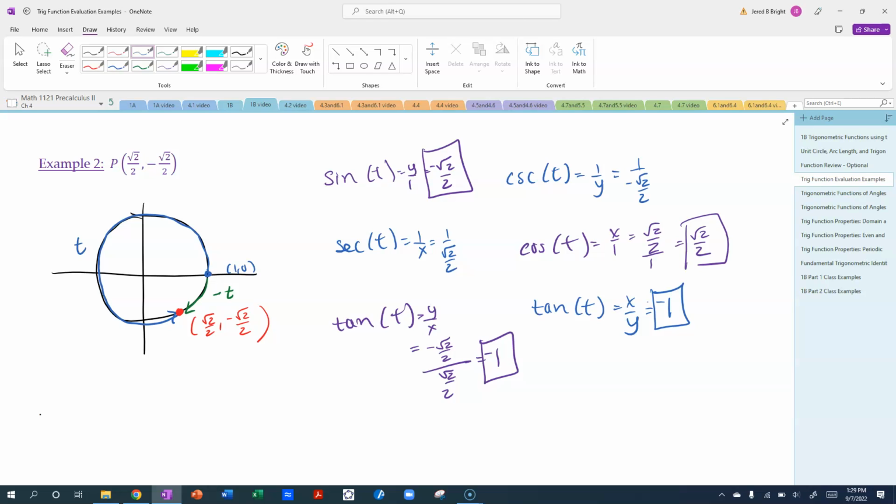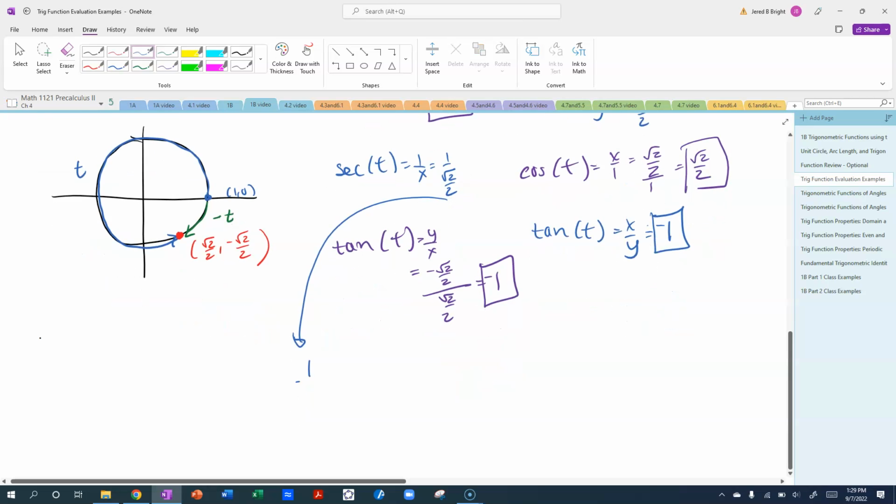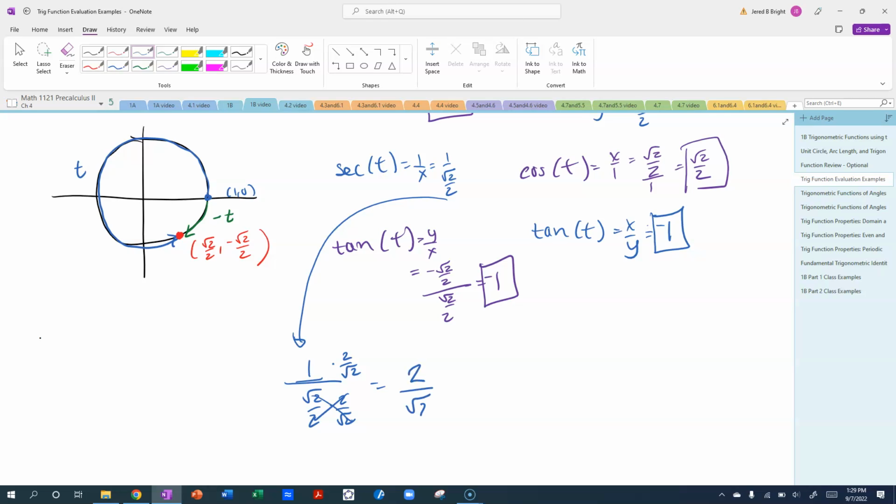However, some people find it really weird to divide by a fraction. So if you do that, I don't have enough room up here, so let me bring this down a little bit. If I have 1 over square root of 2 over 2, I would multiply by 2 over square root 2, and those would reduce, and I'm left with 2 over square root 2. Okay, again, perfectly valid answer.